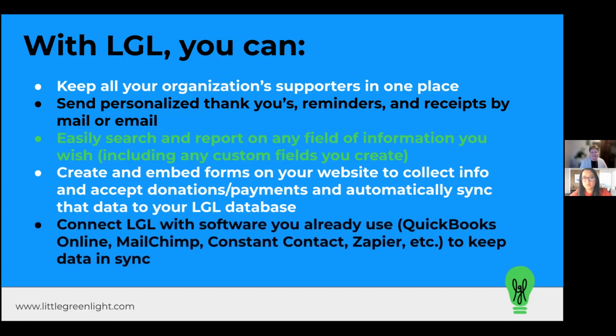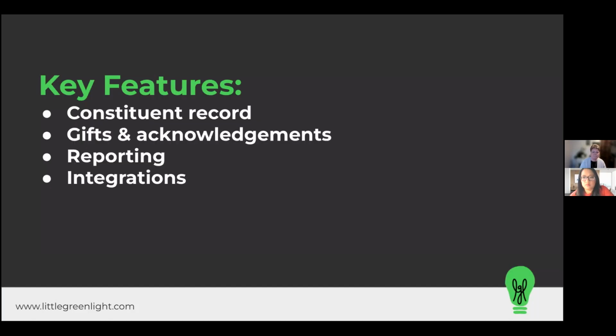And then lastly, I know that connectivity with other solutions was really important to you as we were getting your questions. And I do want to share that Little Green Light is connected with many software solutions that nonprofits are already using, things like QuickBooks Online, even tools like MailChimp and Constant Contact for email marketing. And we also have recently integrated with Zapier to make it even easier for you to pull in information from any other software solutions out there that you might be using.